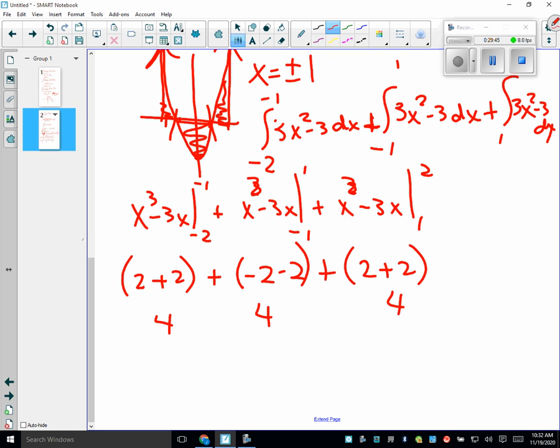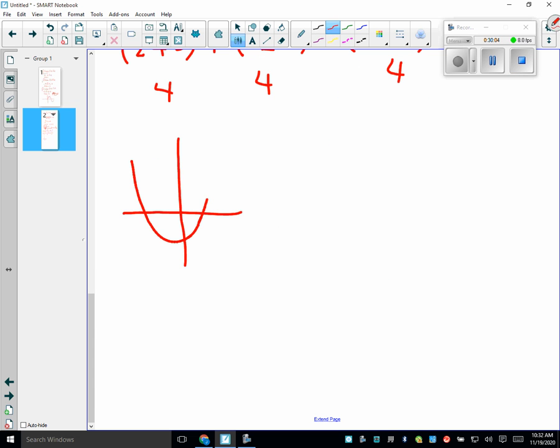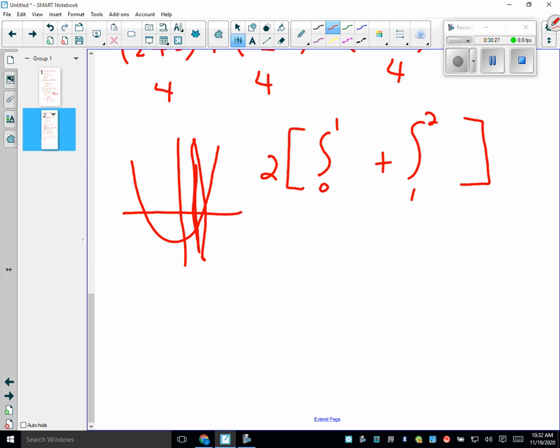Let me ask you this question. Some of you, it's going to blow your mind and you'll say, okay, I'm not ready for that yet. Some of you are ready for this. Okay, I'm ready. If I went back to this original graph, could I have said that I want 2 times the integral from 0 to 1 plus the integral from 1 to 2? Yes. So could I have done only this piece, the right side, and doubled it? Yeah, because it is symmetric. It is the same on the left side of the y-axis and the right. Okay. Yeah, I got that.